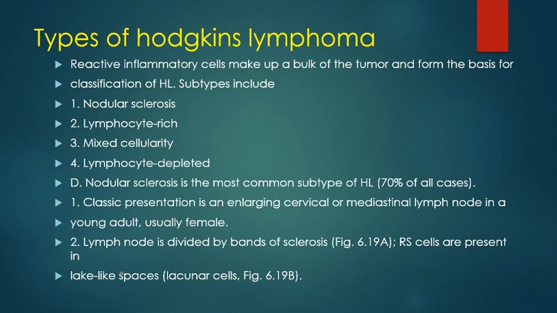What are the types of Hodgkin's lymphoma? So there are 4 types of Hodgkin's lymphoma: nodular sclerosis, lymphocyte rich, mixed cellularity, and lymphocyte depleted. Nodular sclerosis is the most common subtype that constitutes about 70% of all cases.